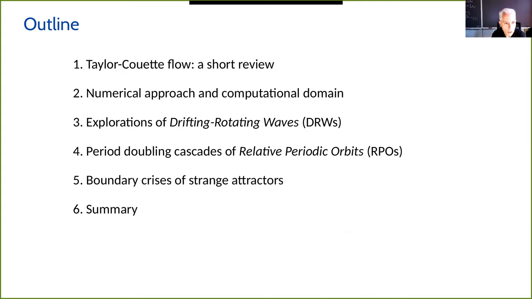And later on, I'm going to describe what kind of dynamics these rotating waves exhibit, which in this case is a set of period doubling cascades that lead to relative periodic orbits. And finally, we are going to describe how these periodic orbits, after this cascade, generate some strange attractors that also exhibit what we call a boundary crisis. And at the end, I'm going to summarize all the results.